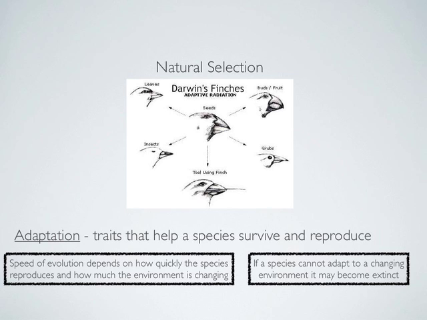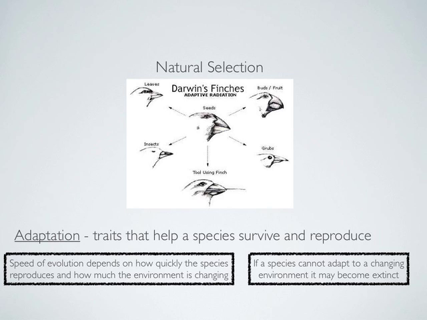A couple other factors here. These two things are important. How quickly a species can change depends on two things, really. It depends on how quickly that species reproduces. Some species reproduce very quickly. If you think about bacteria, fruit flies, a protist, they can reproduce in a matter of days, or even sometimes hours. So they can go through generations very, very quickly. Versus other species which take years to reproduce.